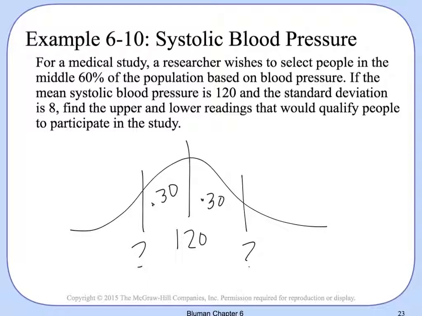Okay. So for this one, we're going to do inverse norm. 0.2. What was our mean? 120. Standard deviation of 8. And then I want you to think about how you're going to get this top one. How much is below that to get that value?